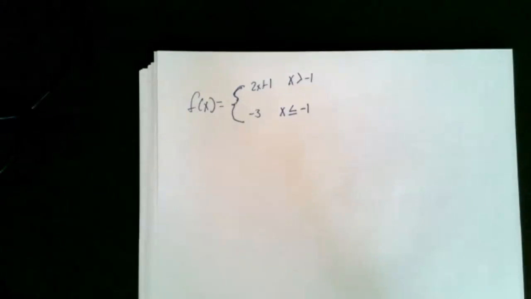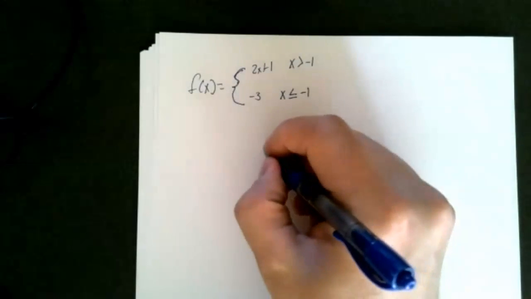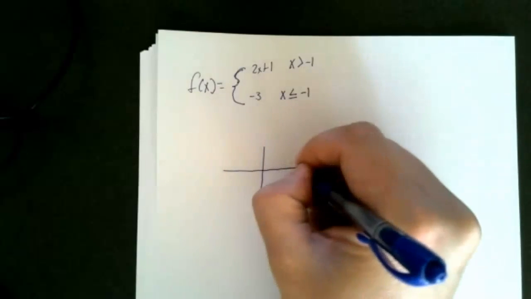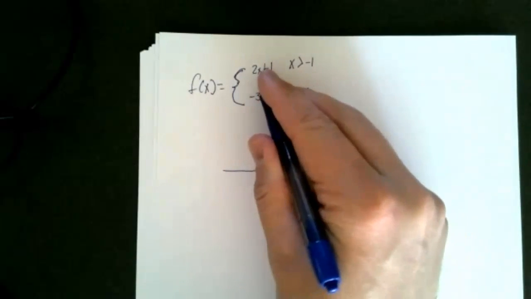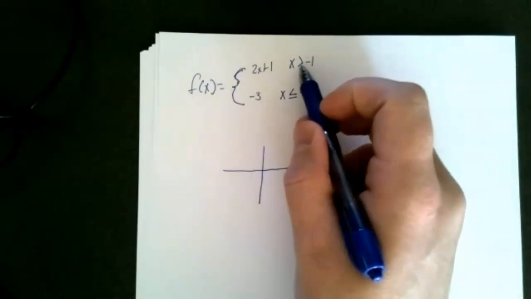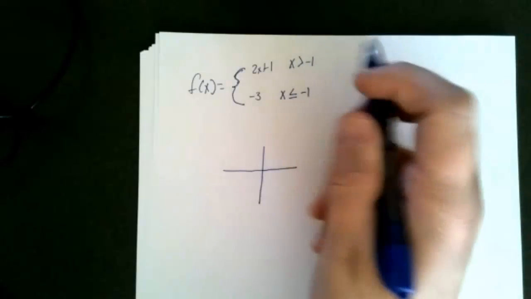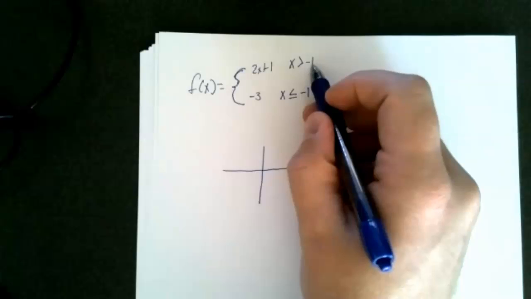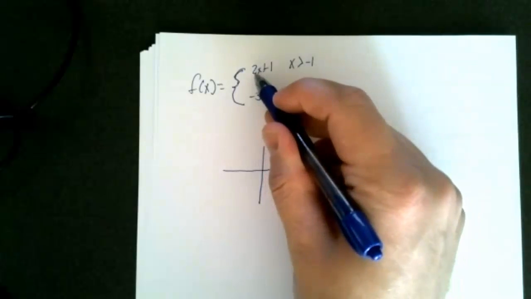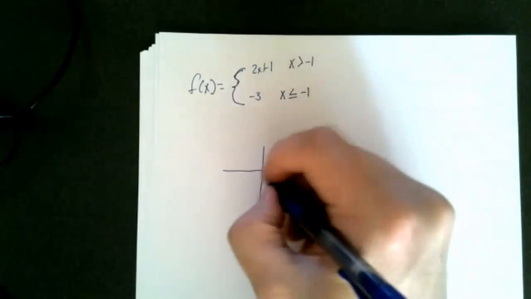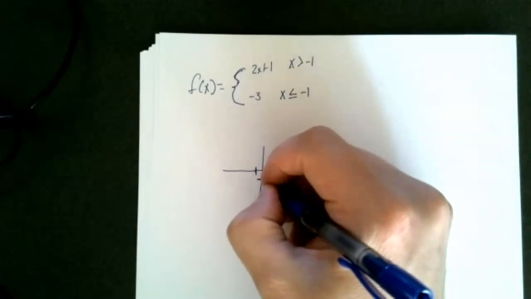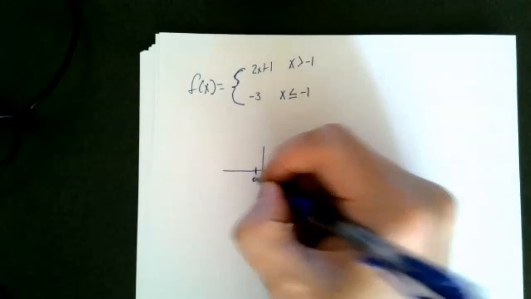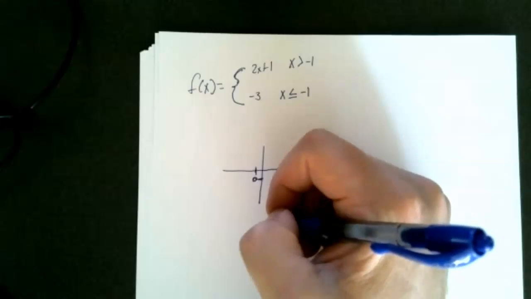Okay, and then we just repeat the same process. So the first thing that I'm going to do, like I said, is I want to plug in -1 into this top equation. Okay, this one's going to have an open circle because it's just greater than. So if I plug in a -1, 2 times -1 is -2, plus 1 is -1, with an open circle, just like that.